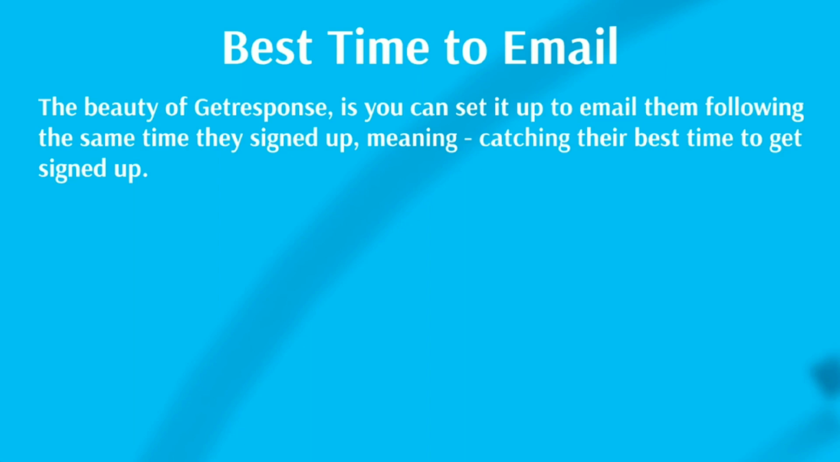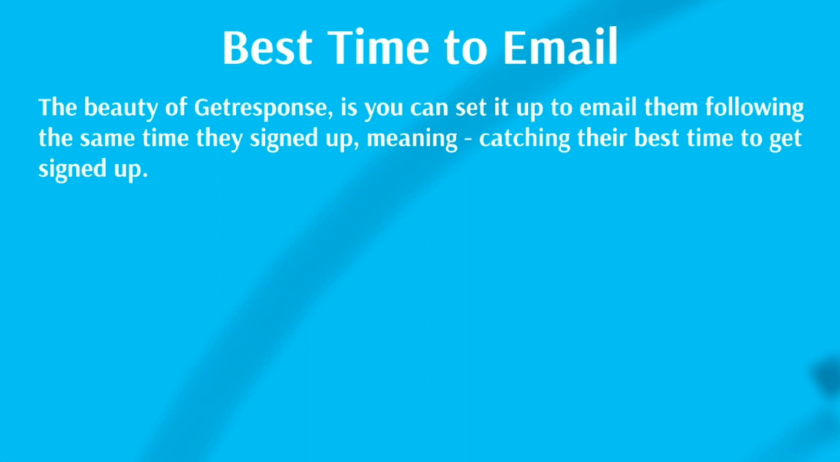Now, the beauty of GetResponse is that you can set it up to email them following the same time that they signed up, meaning you can catch them at the best time that they signed up. So let's say, for example, that one of your subscribers signed up on Wednesday at 3 p.m. What GetResponse will do is it'll actually detect that, and you could set that within your email autoresponder system and say, okay, email them every day at 3 p.m. or every week on Wednesday, 3 p.m. Now, you don't have to do that. You can actually set it up differently.